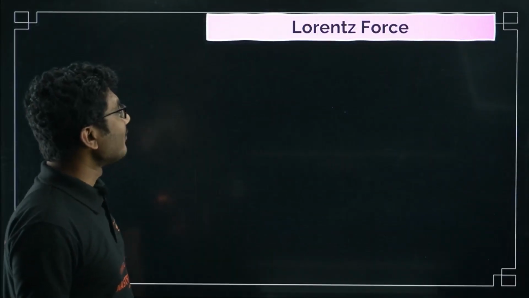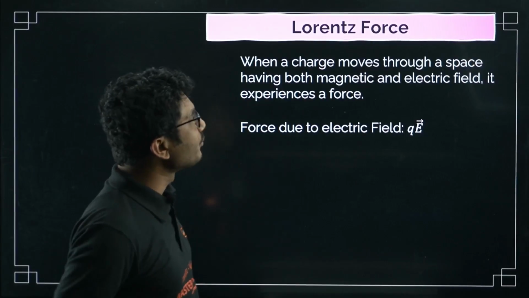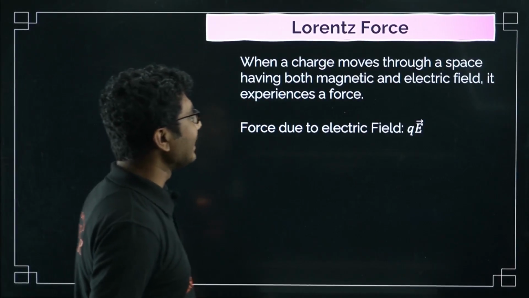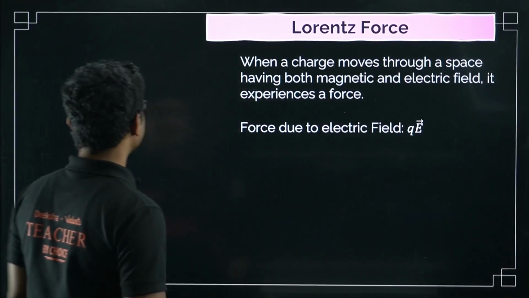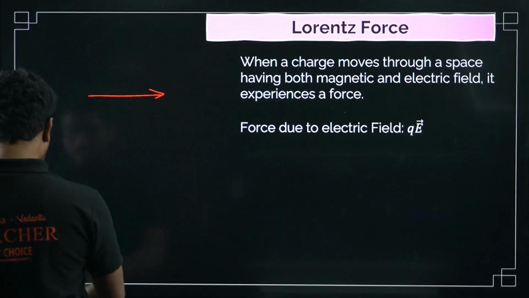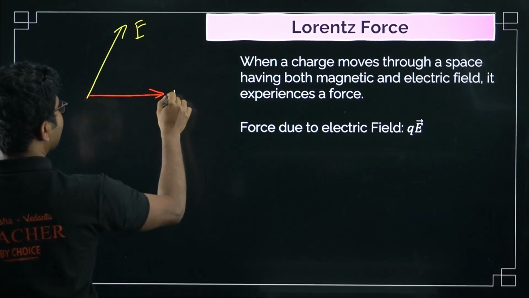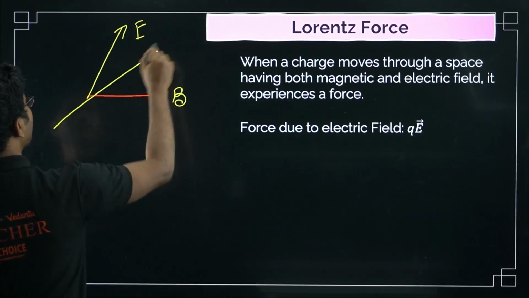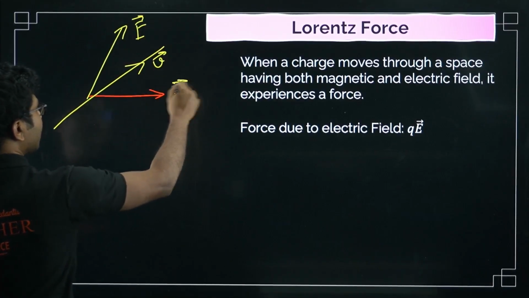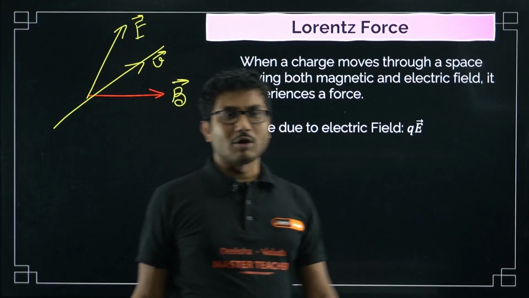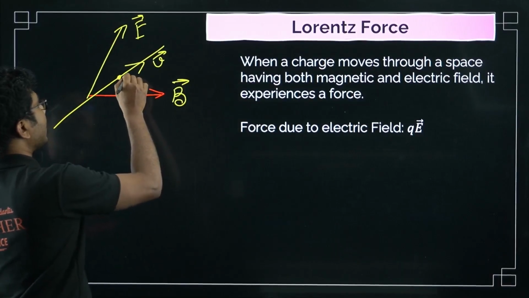Now let's look into the first concept, that is Lorentz force. Lorentz force is the force a charge experiences when it moves through a space having both magnetic and electric fields. Suppose an electric field and a magnetic field both exist, and some charge q is moving in some direction with velocity v. They are all vector quantities, so we have to write vector with them. Now this charged particle q experiences a force.